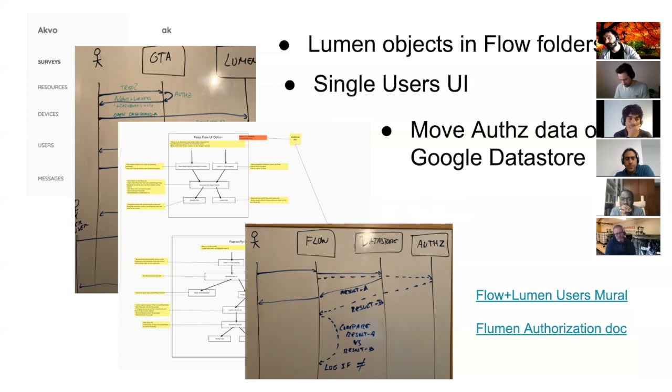And the last bit is a plan about how we could move the authorization related data out of Google App Store. There is a POC and some plans about how we can go about it, but this is more for the future. And that's it.